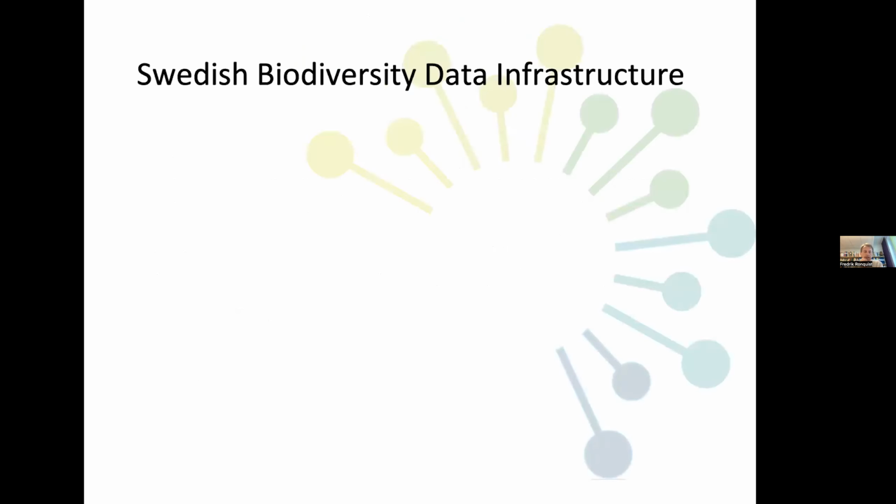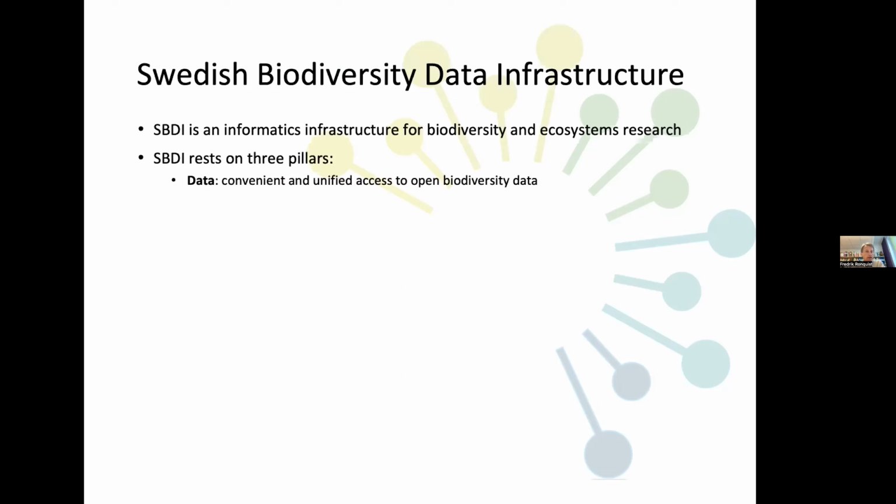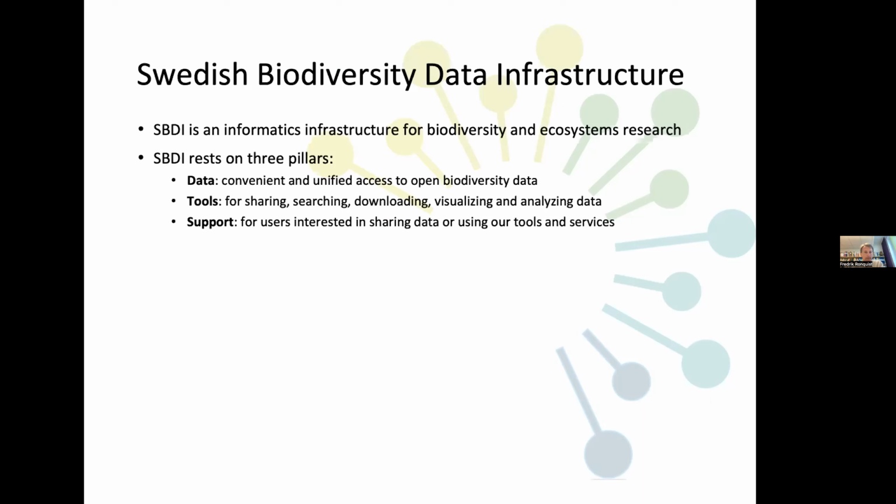So much of the activities in Sweden in making biodiversity data FAIR and supporting open biodiversity science is organized through the Swedish Biodiversity Data Infrastructure. It's an informatics infrastructure, or e-infrastructure if you wish, for biodiversity and ecosystems research. It rests on three pillars, or three different activities. It provides convenient and unified access to open biodiversity data. It provides tools for sharing, searching, downloading, visualizing, and analyzing the data, and it provides support for users interested in sharing data or using tools and services for analyzing data.